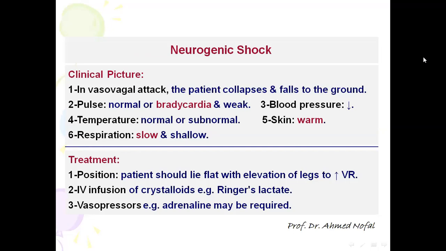Clinically, in vasovagal attack, the patient collapses and falls to the ground. Pulse is normal or there is bradycardia and weak pulse. Blood pressure, hypotension. Temperature is normal or subnormal. Skin is warm. Respiration is slow and shallow. And the treatment is as in hypovolemic shock, but the characteristic treatment for this case is the vasopressors, which is adrenaline, may be required to control this condition.